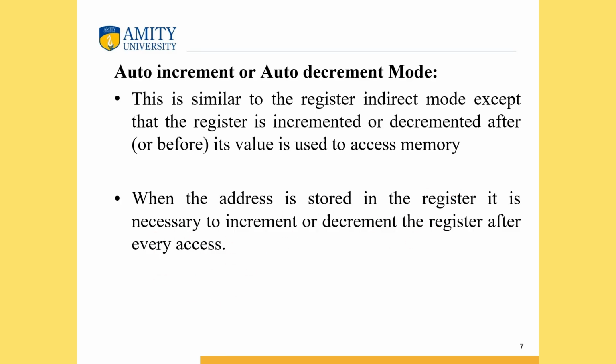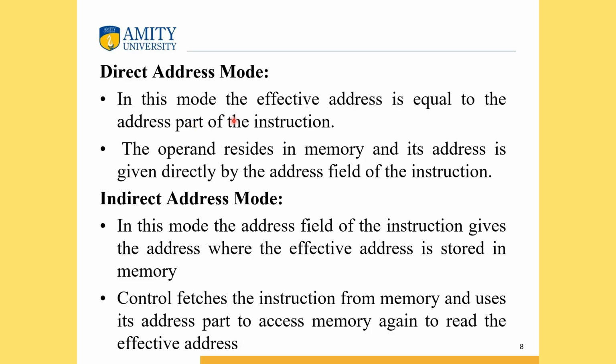The direct address mode is the mode where the effective address is equal to the address part. So in the instruction, we are directly given the effective address, and the effective address is the address at which the operand is stored. So no matter how many addresses we have to go through, the effective address will always be the one where the operand is stored. So direct addressing has the effective address in the instruction. Okay, so the address part has the effective address. The operand resides in memory and its address is directly given by the address field. So it does not point to any other address, it directly points to the address of the operand in memory.